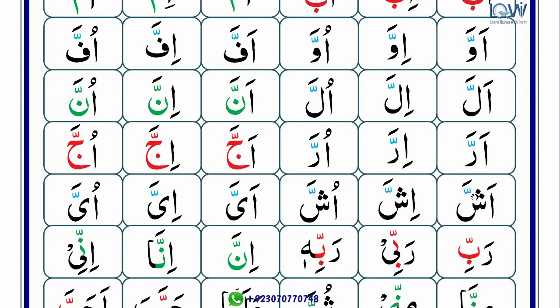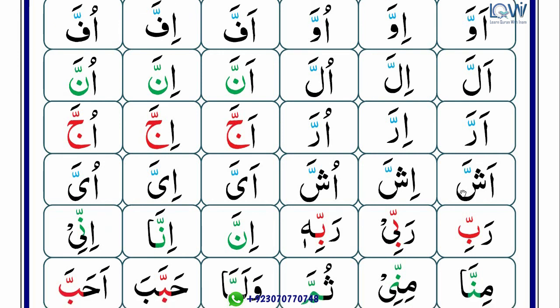Next letter is Sheen, and we have to read this letter with spelling. Hamza, Sheen, Zabar Ash. Sheen, Zabar Sha. Asha. Hamza, Sheen, Zir Ish. Sheen, Zabar Sha. Isha. Hamza, Sheen, Pesh Ush. Sheen Zabar Sha. Usha. Now without spell. Asha, Isha, Usha.